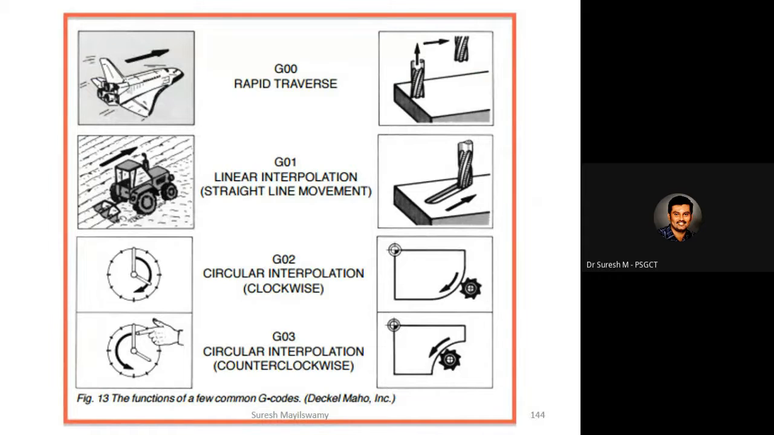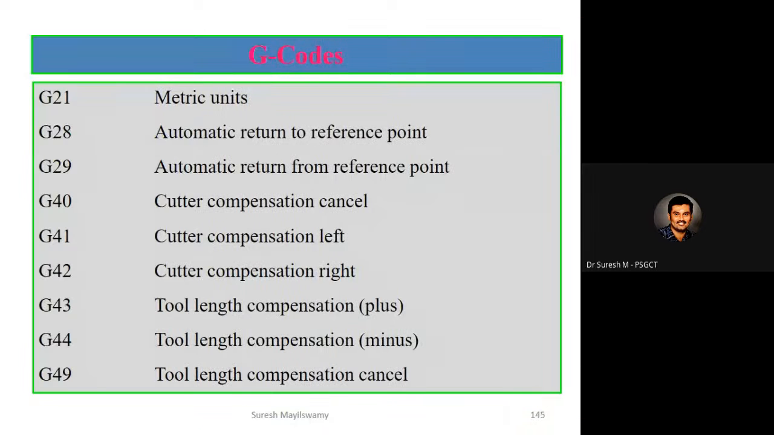So G00 is a rapid traverse. Here the machining operation will not be done. Only the tool will move in a rapid way, very fast. G01 is a linear interpolation, G02 is circular interpolation where the tool will move in the clockwise direction, and G03 it will move in the counterclockwise direction. G21 is the metric data input, 28 is return to reference point, 29 is return from reference point. Wherever you require, you can place the tool.